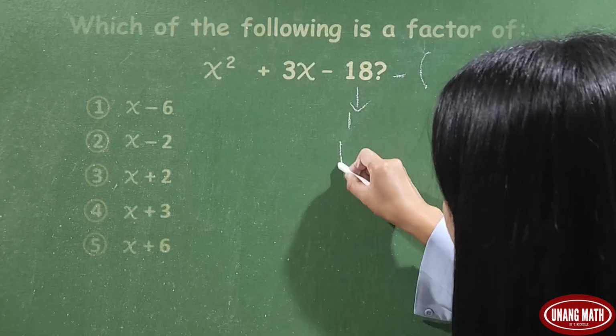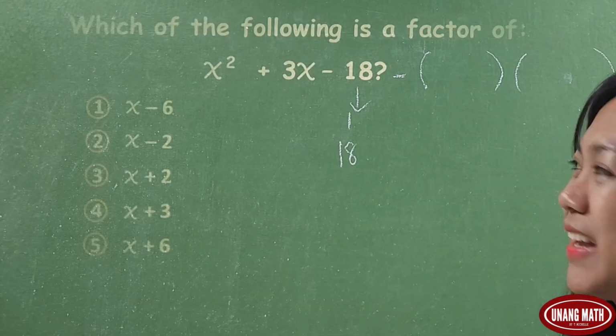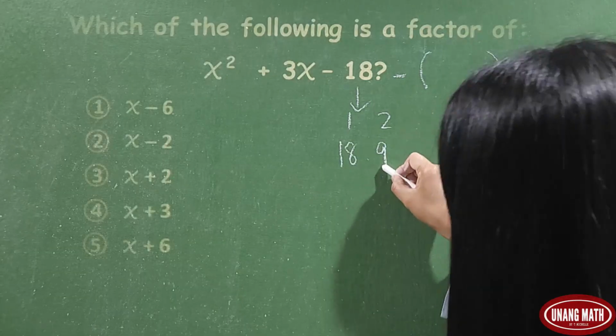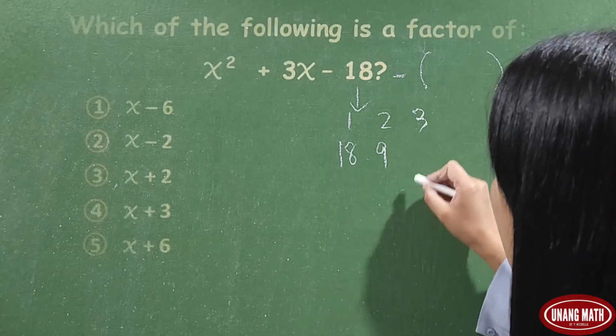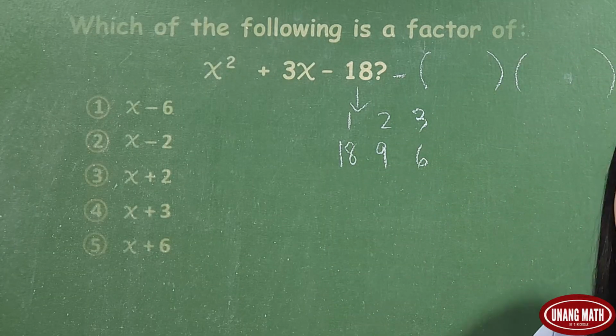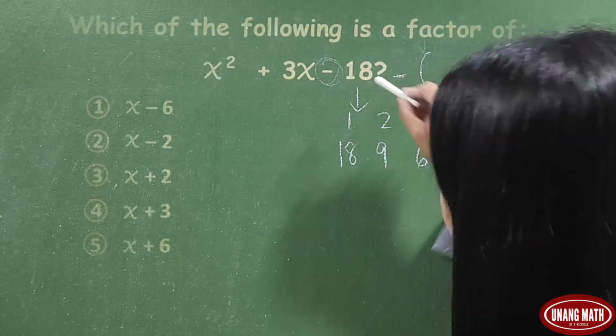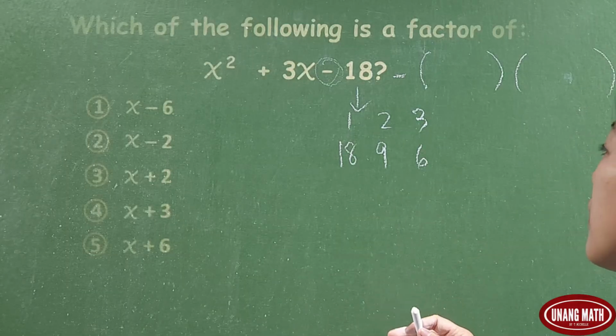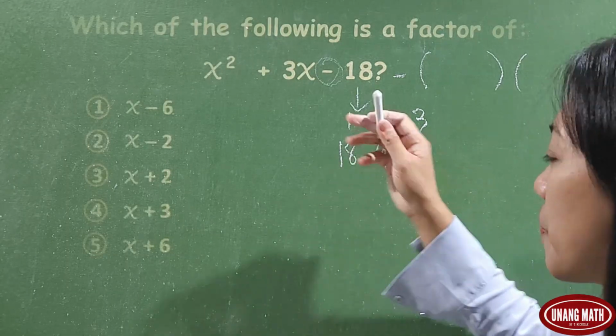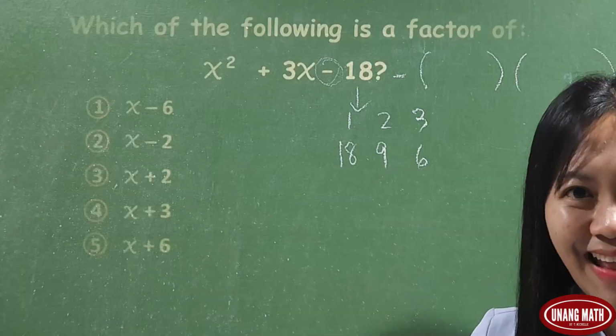And the first thing we need to do is check factors of 18. So it can be 1 and 18. What else? 2 and 9. We also have here 3 and 6. But take note, this is negative 18. In other words, one factor is positive, another is negative.